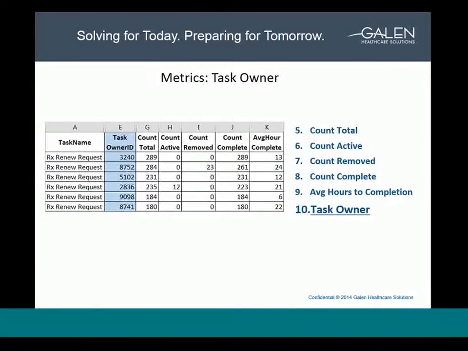And the last metric is task owner, and this is typically run as a secondary report to help break down how well a specific user is at completing a specific task.